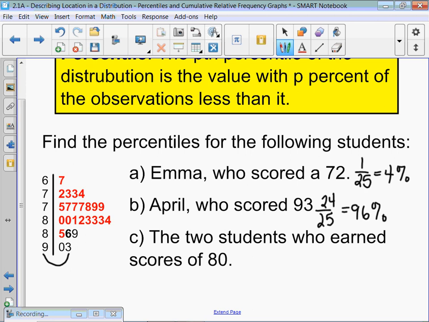The two students who earned an 80%, how many are below the 80%? 1, 2, 3, 4, 5, 6, 7, 8, 9, 10, 11, 12. So there are two 80s, but you still just count below that. So I have 12 out of 25, which is the 48th percentile.